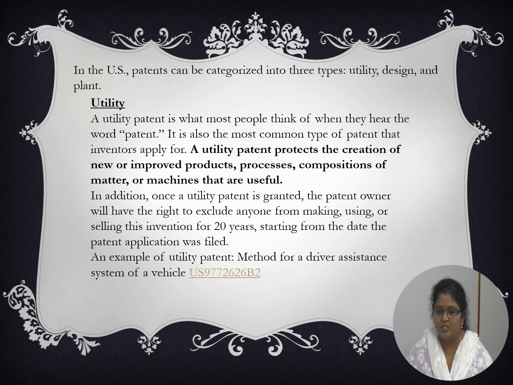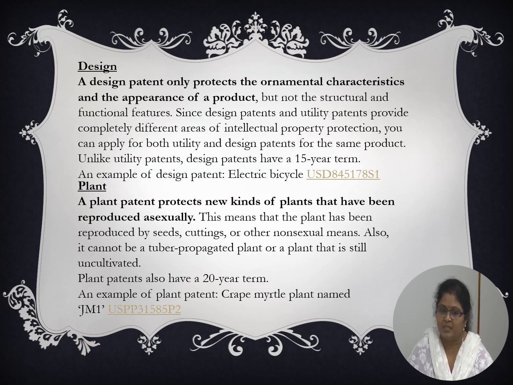When we talk about US patents, they are given in 3 types: utility, design and plant. A utility patent protects the creation of new and improved products, processes, compositions of matter, machines and other such activities. A design patent only protects the ornamental characteristics and appearance of the product and the structural ways in which it is given.